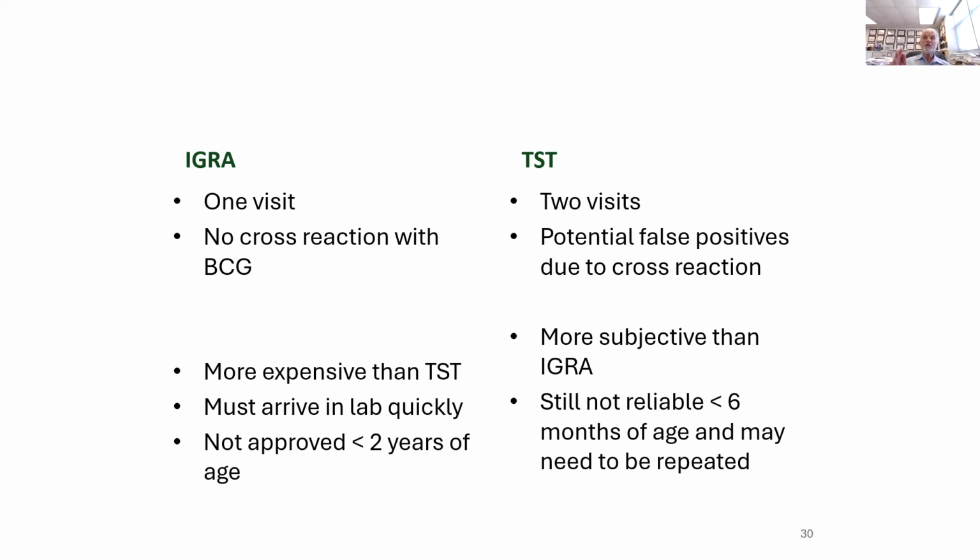The TST, there's two visits required. You can have false positives due to a cross-reaction, or more likely, sometimes a false negative if the T cells are too low. As a matter of fact, the IGRA will be more sensitive with T cells less than 200 than the TST is. And so the only time I would ever use it, and I don't use it, is if the patient, for whatever reason, can't afford the IGRA test, or they're less than 2 years and I don't see pediatrics. So I would just use the QuantiFERON test. Next slide.